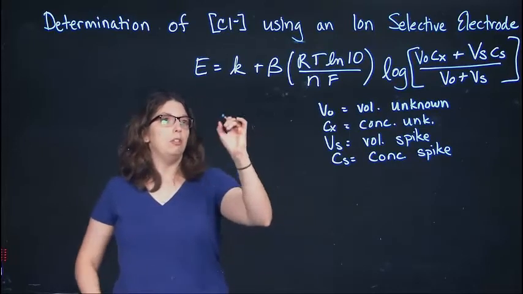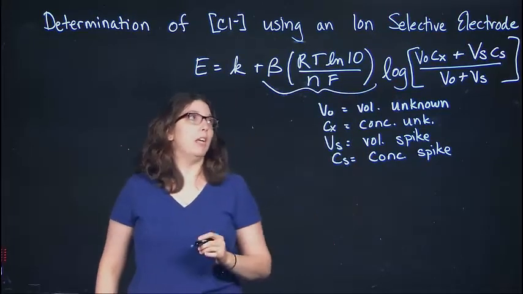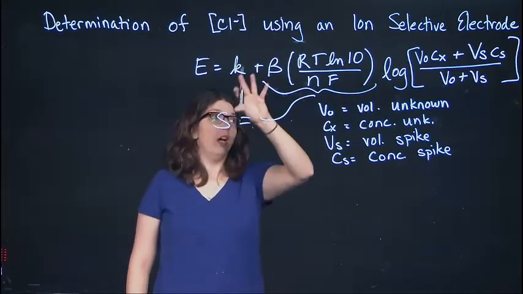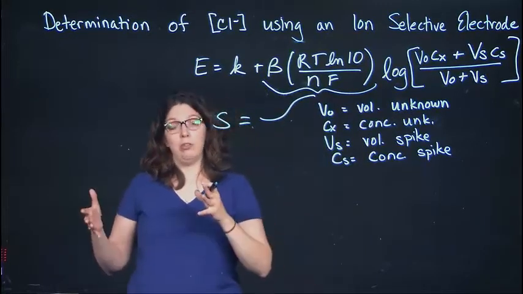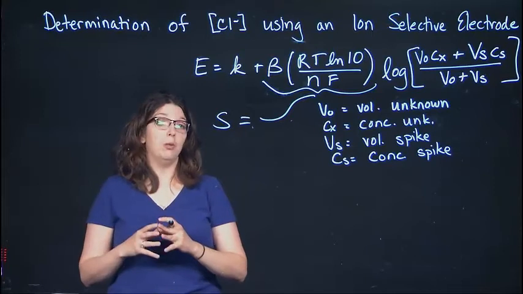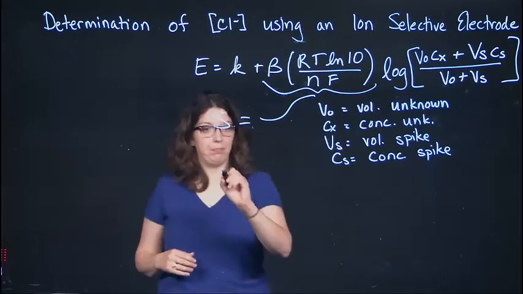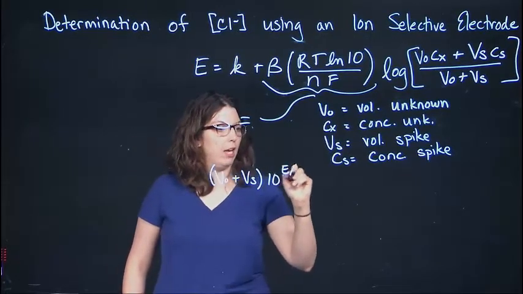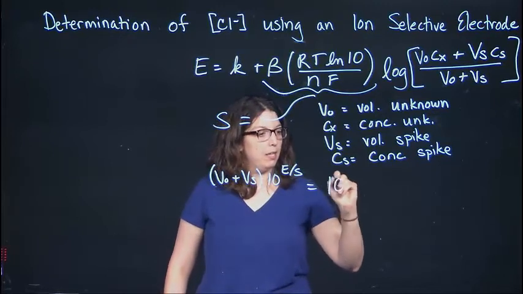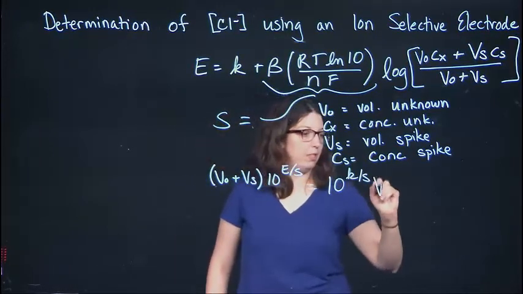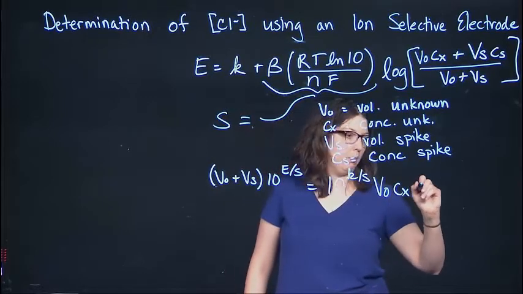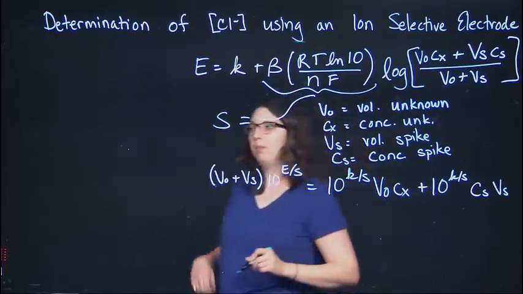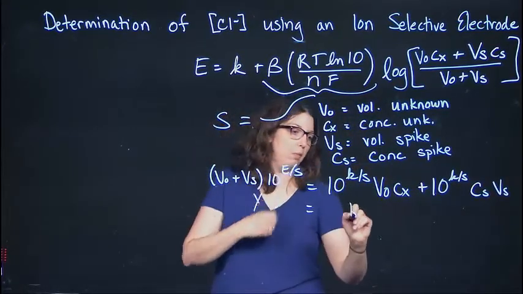The other thing I want to do is say that beta times RT natural log of 10, that's all going to be called S in our equation. And then we're going to rearrange this equation and use the rules for logs to come up with an equation in the form of y equals mx plus b. So we'll have (V sub 0 plus V sub s) times 10 to the E over S is equal to 10 to the K over S times V sub 0 C sub x plus 10 to the K over S times C sub s V sub s. Okay, and this is in the form of y equals mx plus b.